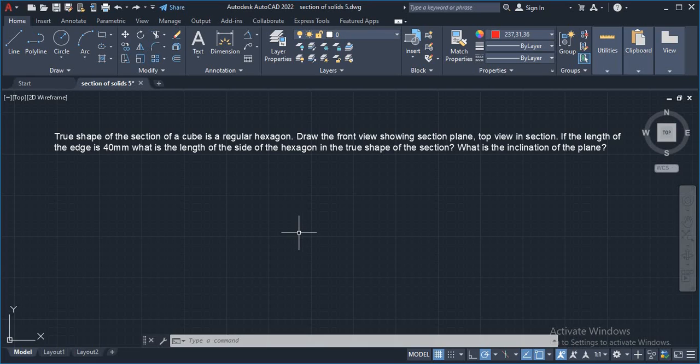Draw the front view showing section plane, top view in section. If the length of the edge is 40 mm, what is the length of the side of the hexagon in the true shape of the section? What is the inclination of the plane?